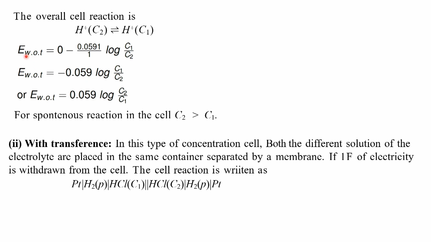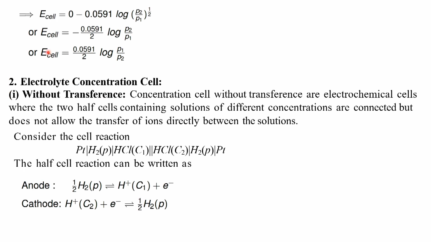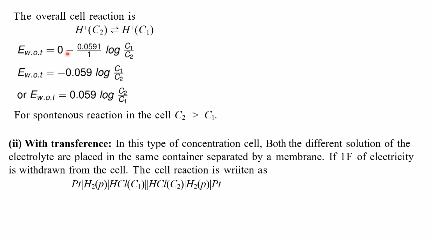So we write EMF. So this is without transference. So E naught cell is 0 here, and 1 electron is being involved here. So we write E equals 0.0591 by 1 log C1 by C2. And if we carry out further, we get E is 0.059 log C2 by C1. So for a spontaneous reaction in the cell, C2 has to be greater than C1.